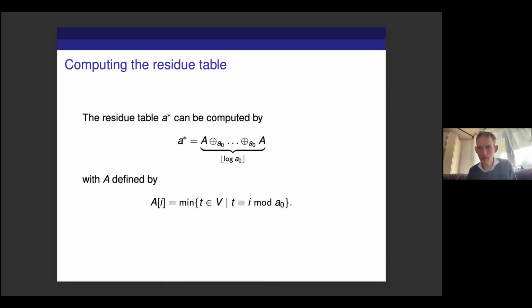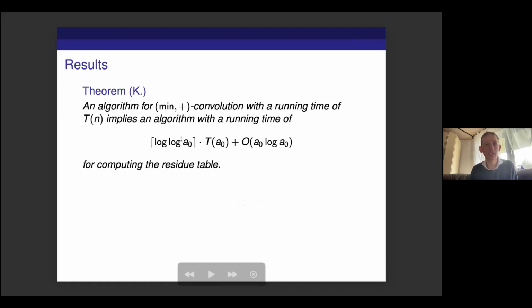And then we can do even better by doing a binary exponentiation argument. So of course we can do A plus A to obtain A prime, and then we do A prime plus A prime to obtain A2 prime, and so on. So the final result is actually we only need to apply log A0 many min plus convolutions to compute our residue table and therefore solve the unbounded subset sum problem and also the Frobenius problem. Because if we have the residue table, this is a generalization of both of the problems.